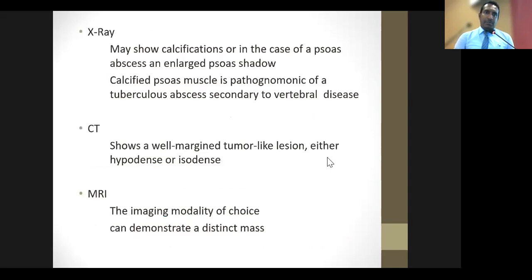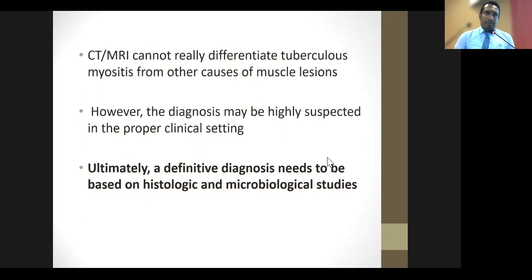So again, X-ray will show calcifications or psoas muscle abscess shadows. Calcified psoas muscle is pathognomonic of a tuberculous abscess. CT will define a tumor-like lesion, hypodense or isodense, and MRI will show a distinct mass. So CT and MRI cannot really differentiate tuberculous myositis when there are no abscesses. Therefore, it is important to go for a definitive diagnosis with histologic and microbiological studies.